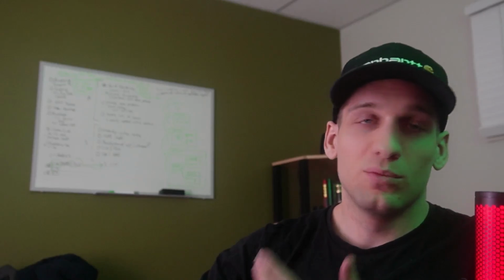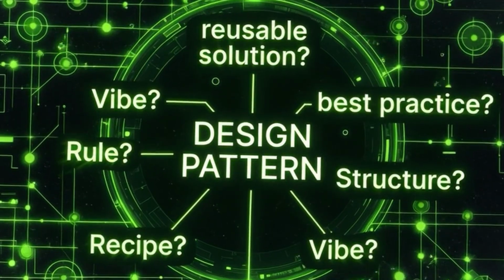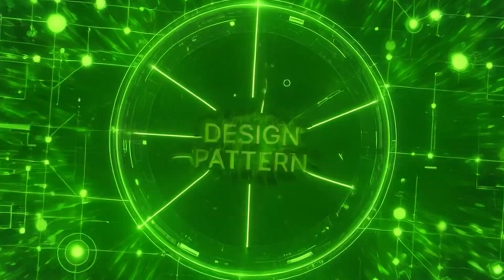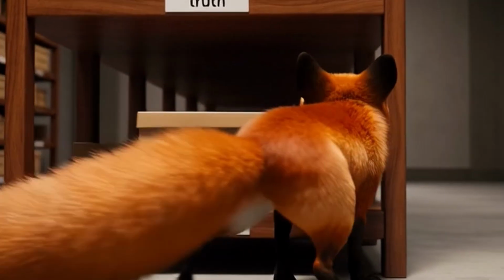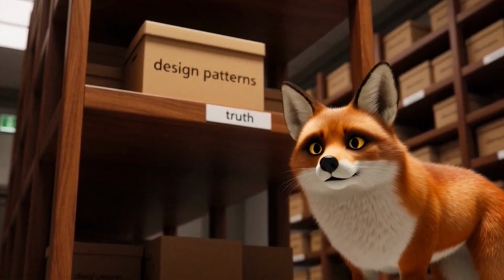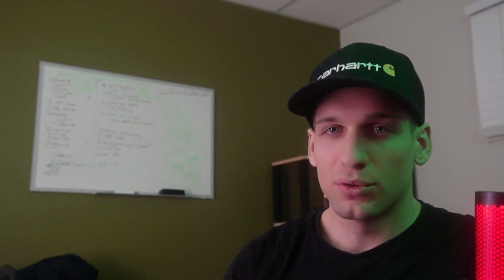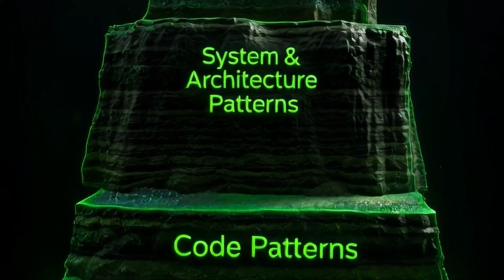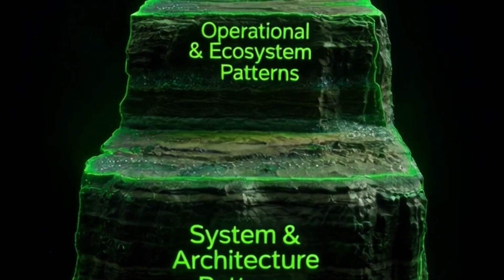Is it a reusable solution? Is it a best practice, a structure, a rule, a recipe, a diagram, a vibe? Or is it something far more unsettling? A workaround that got promoted to truth? Because the moment you investigate patterns seriously, you hit a problem pretty fast. There isn't just one definition. I've heard multiple definitions. They're all stacked on top of each other like geological layers, and each layer changes how you see what a pattern really is.